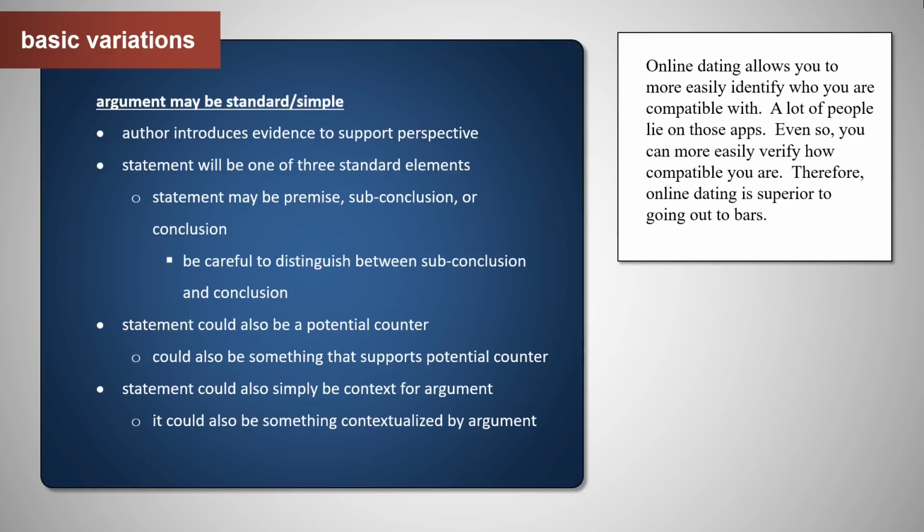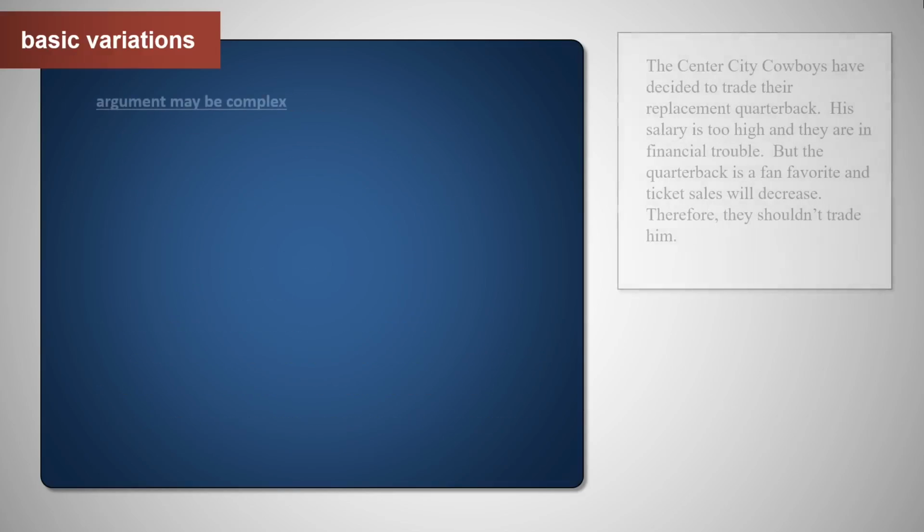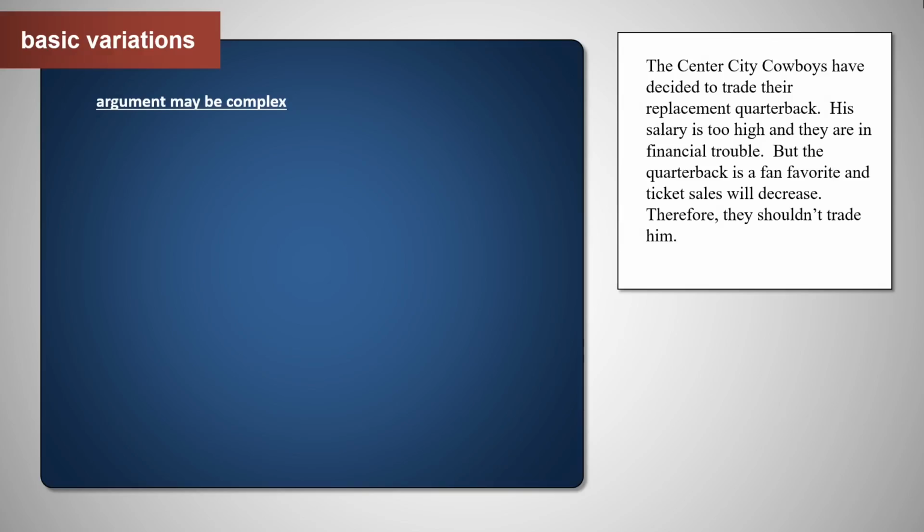Now, in addition to that, you may have more complex arguments. So if we look at the one over on the right, it says the Center City Cowboys have decided to trade their replacement quarterback. His salary is too high and they are in financial trouble. But the quarterback is a fan favorite and ticket sales will decrease. Therefore, they shouldn't trade him. So once again, the conclusion here is at the very end. They should not trade him. Why? Because there's going to be a negative consequence, because ticket sales will decrease.